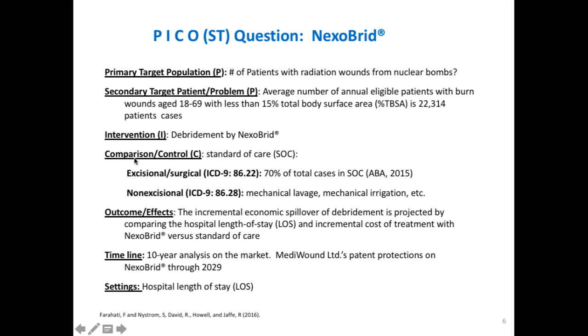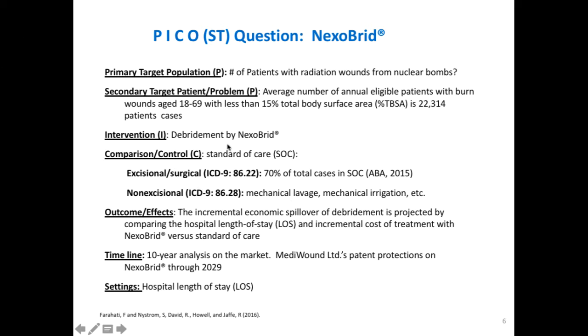What is the comparison? Right now, the standard of care is that 70% of the patients with burn wounds go under surgery, and 30% use mechanical lavage, mechanical irrigation, etc.